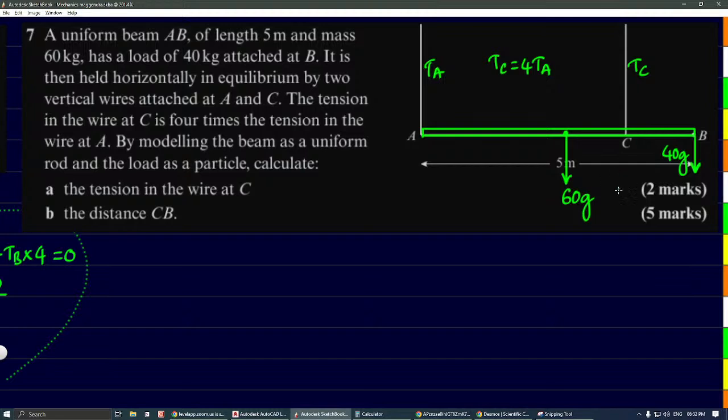That's it. So let us start. Tension in the wire at C. So first we need to find this for part A, and then distance CB. CB distance we need to find, X.